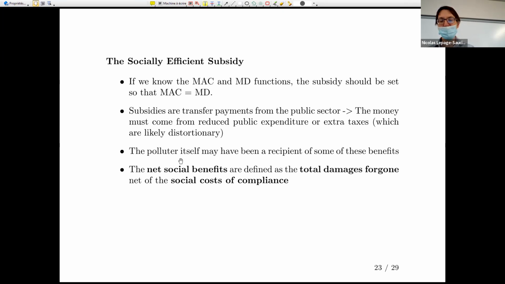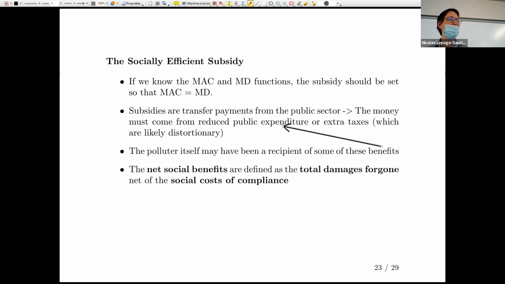The polluter itself may have been a recipient of these social expenditures. So on the one hand, as a polluter, you receive money, but on the other hand, maybe the government says, okay, I'm not going to give so many subsidies to that industry. That would be a neat way of doing it. Imagine the government is already paying ArcelorMittal or some big firm in Quebec.